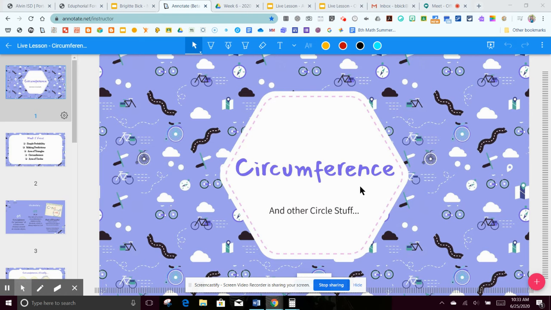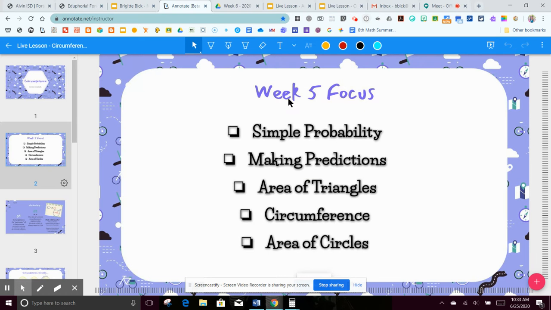All right, circumference. Just a friendly reminder that this week we started with probability, and then we moved into area of triangles, circumference, and area of circles. Once you finish area of circles, you should have finished the pathway. If you were not successful in any of the units, it might give you another try on its own. Otherwise, I'll assign it to you.